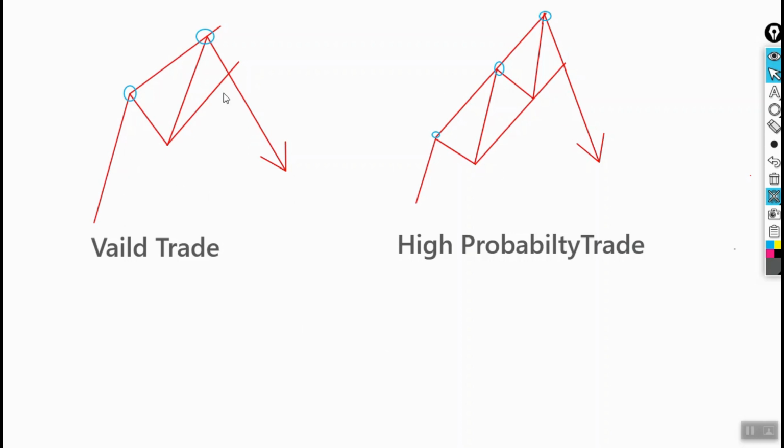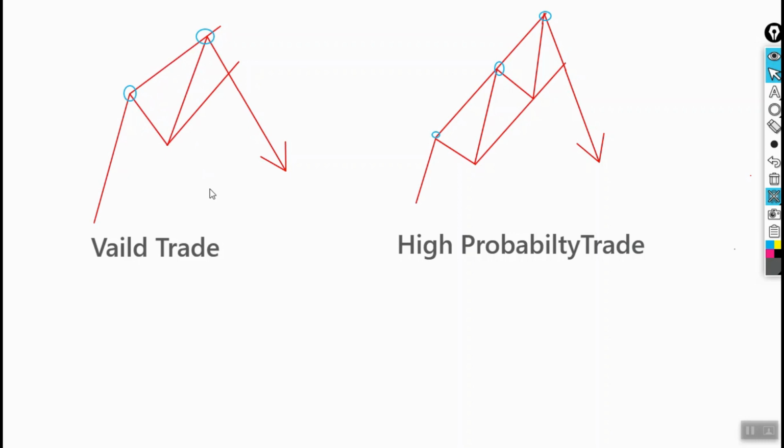In these two examples, we have reversal patterns. One is a channel, as you can see. The other is sort of a wedge, right? The reason why I named this one a valid trade and this one a high probability trade is that this one has two touches on the resistance side of the structure. Two touches validate a structure and they validate a trade somehow.